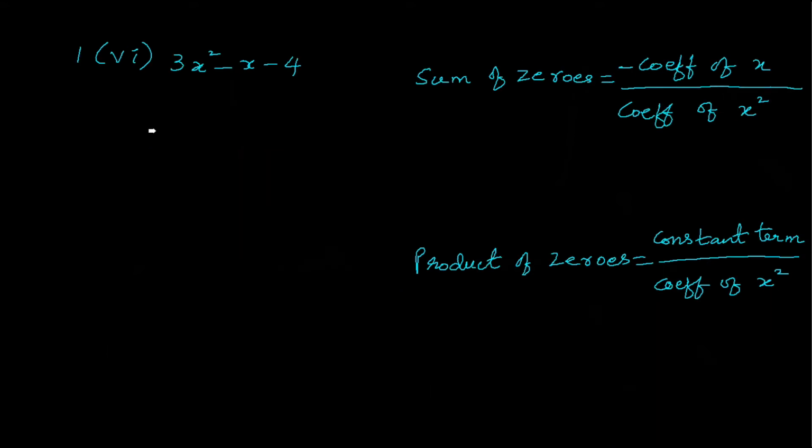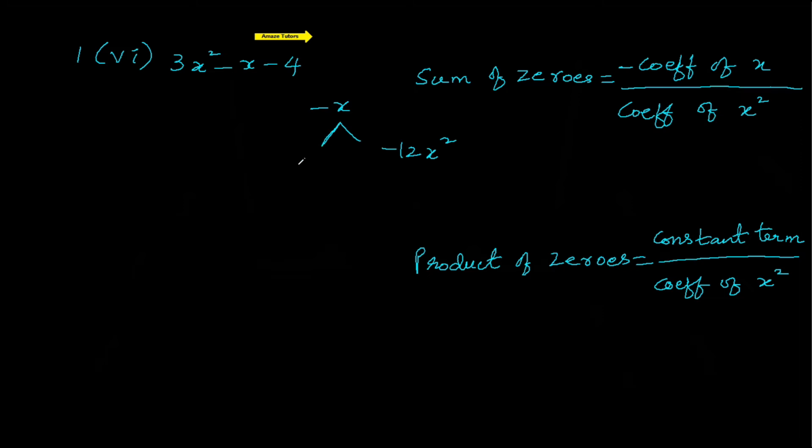Let's move on. Question number 6. 3x squared minus x minus 4. Now, this is easy. We have all the three terms. Let's try to factorize. The very first step is split the middle term, minus x, so that the sum will give you negative x and the product will give you negative 4 times 3 is negative 12x squared.